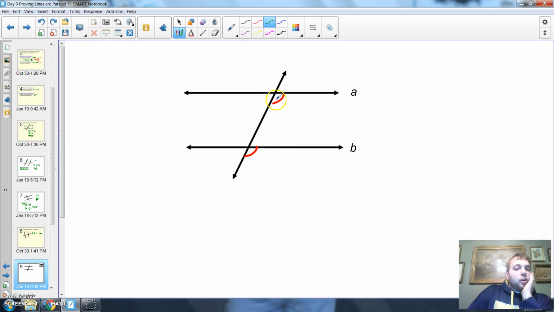Okay, these are called corresponding. That's a corresponding, that's a corresponding. I know they're both the same because of that dash mark. Do corresponding give me the same angle? And you should say, yes.